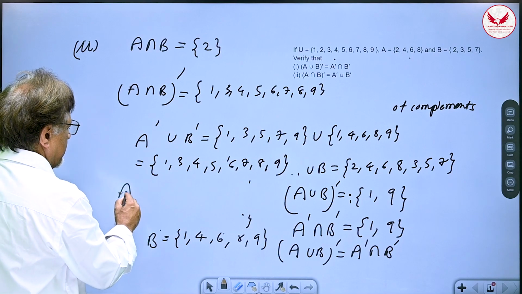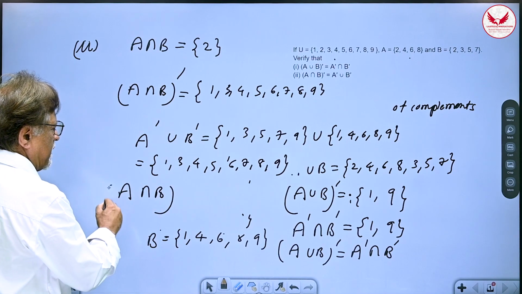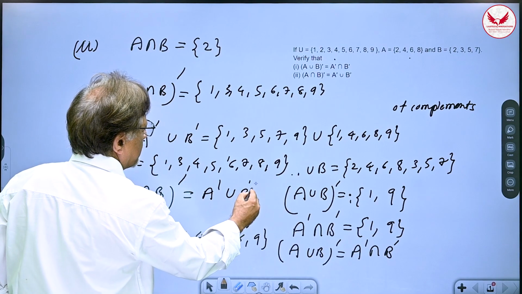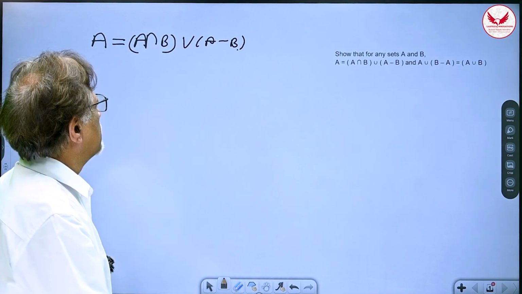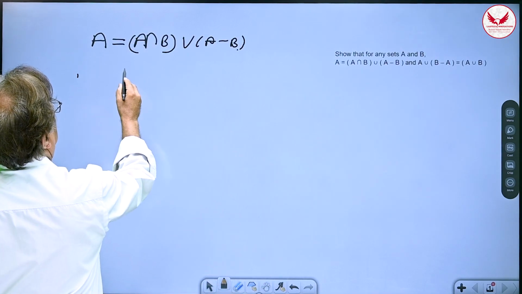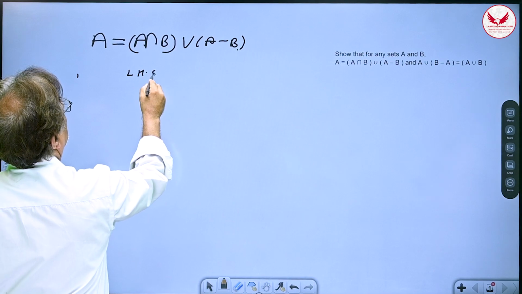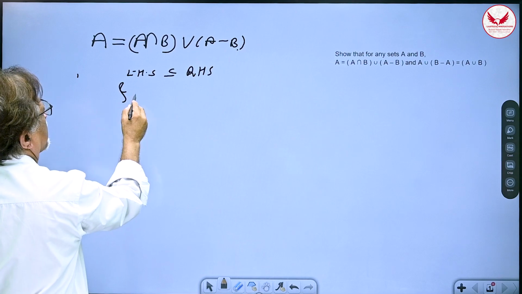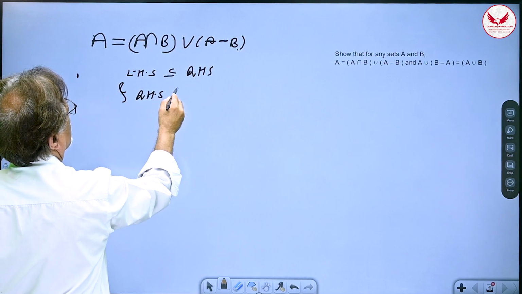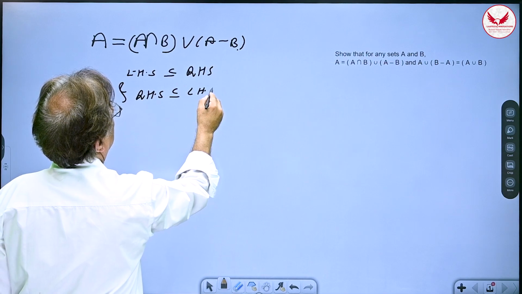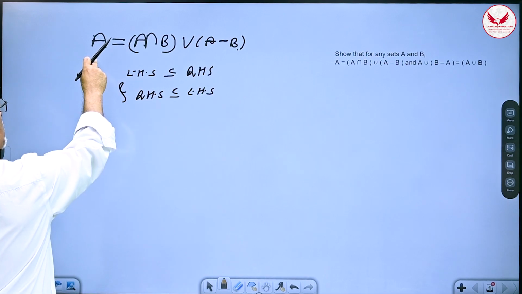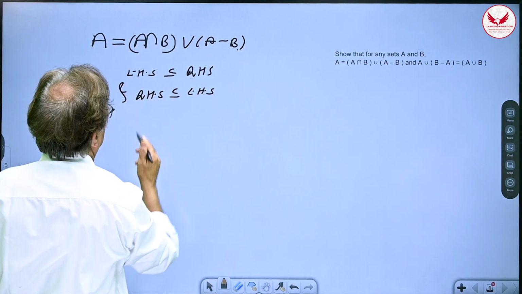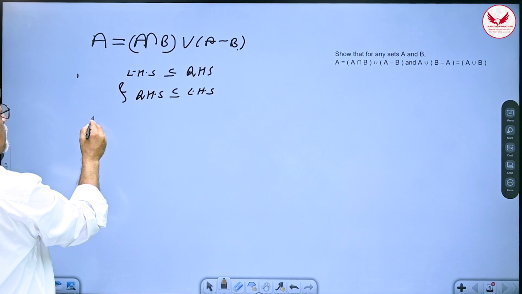We have clearly verified that A intersection B dash is the same as A dash union B dash. Okay. Now see, I want to prove that LHS is a subset of RHS and simultaneously RHS is a subset of LHS. That means if X belongs to LHS, X also belongs to here. And if X belongs to this, then X belongs to A. So let us take LHS first.